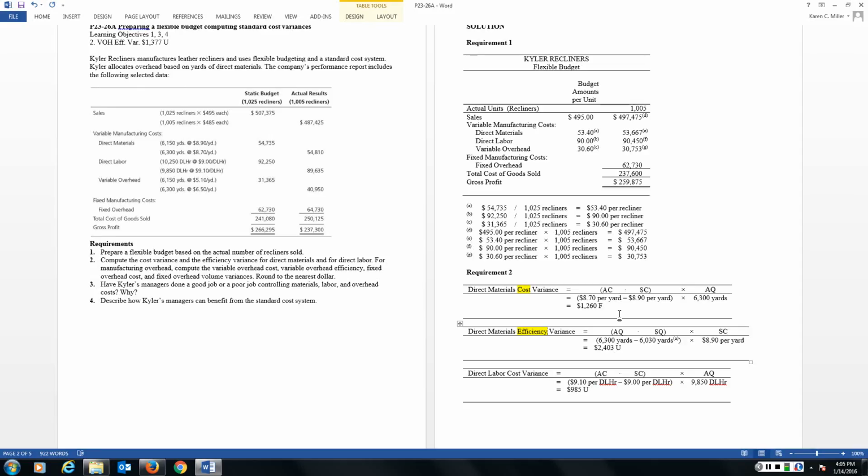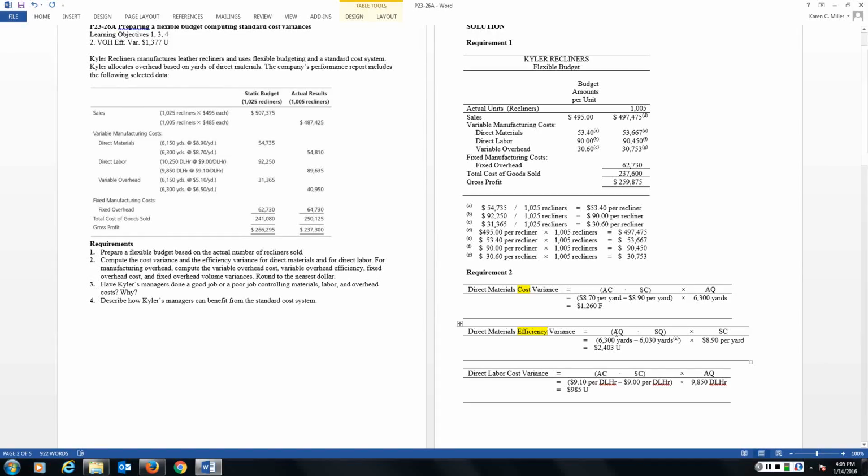Multiply that times the actual number of yards that you purchased. Okay, that times our savings is our favorable variance. And we see where we purchased 6,300 yards here. So I have a favorable cost variance because I bought some cheaper materials. What does that do to efficiency?